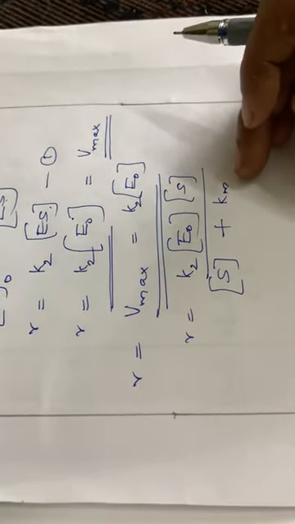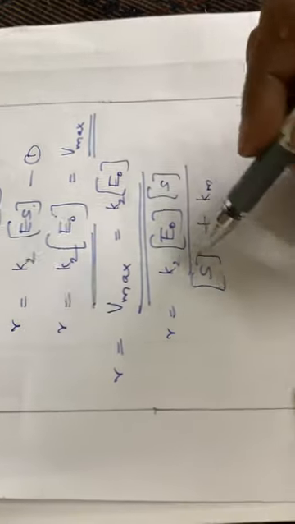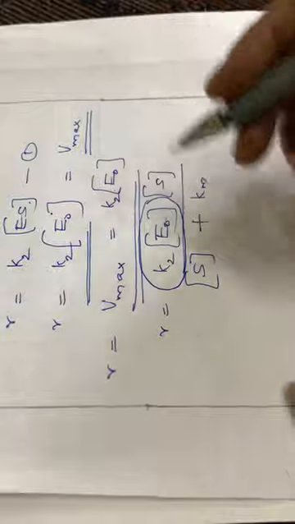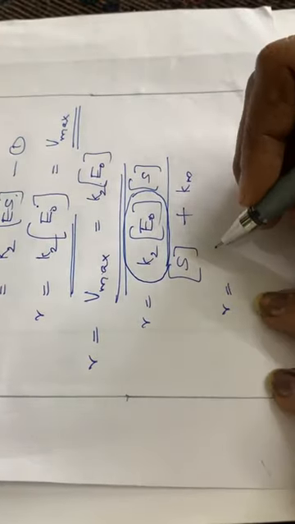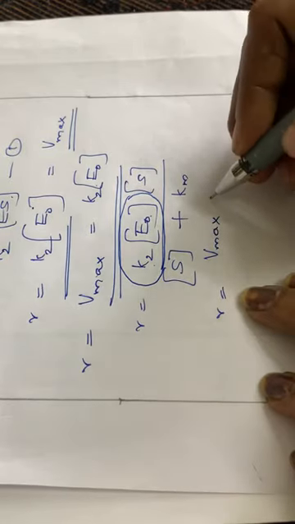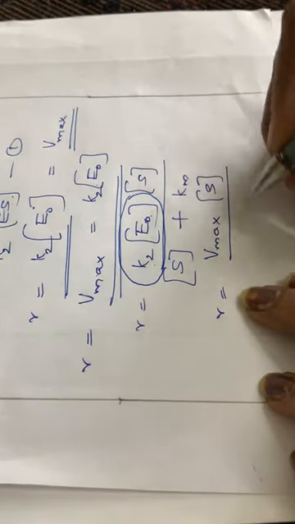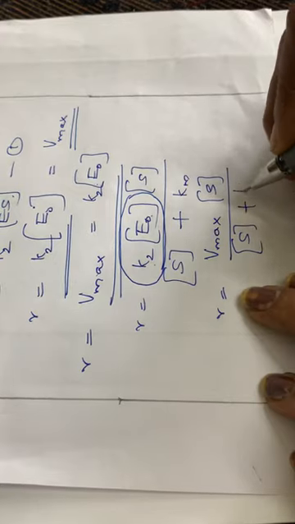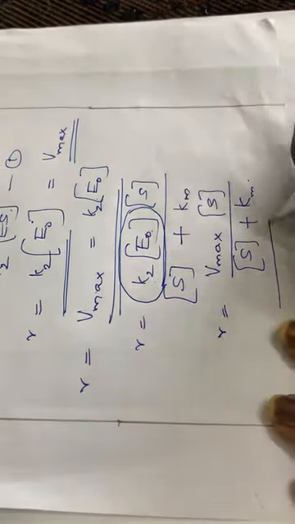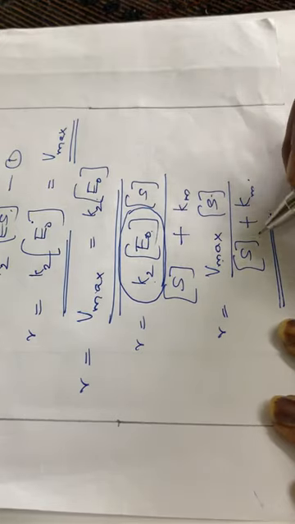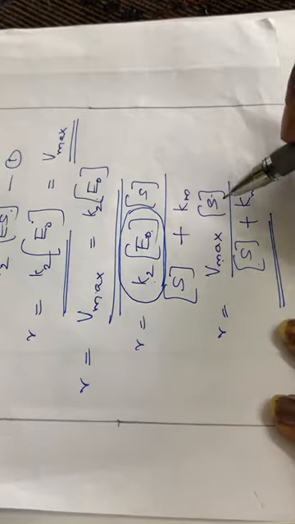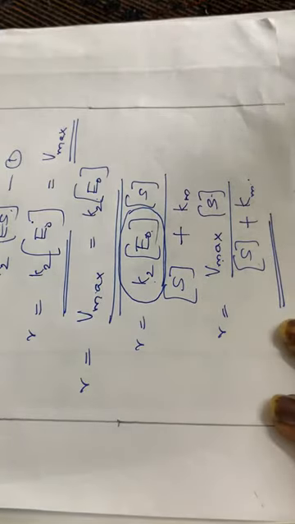So again you have to substitute for this equation. See, Vmax is equal to K2 into E0. So we can substitute for K2 into E0 in this equation. So rate R is equal to Vmax into concentration of S divided by S plus Km. Okay, you have to rearrange this equation. So that is the first condition. At high concentration, the rate will be equal to this much.